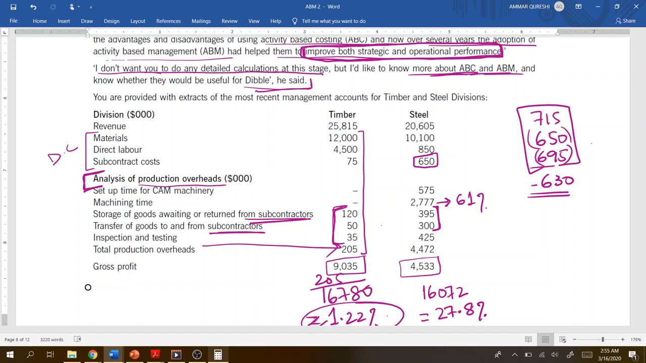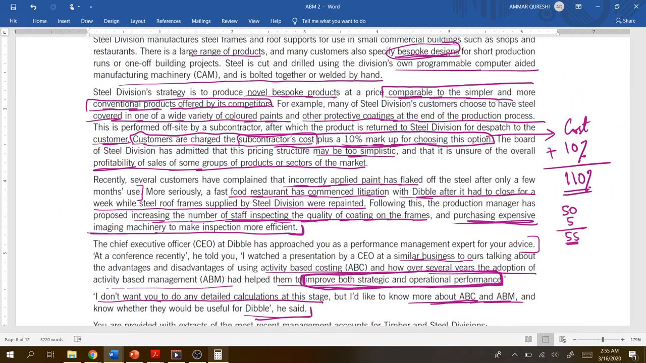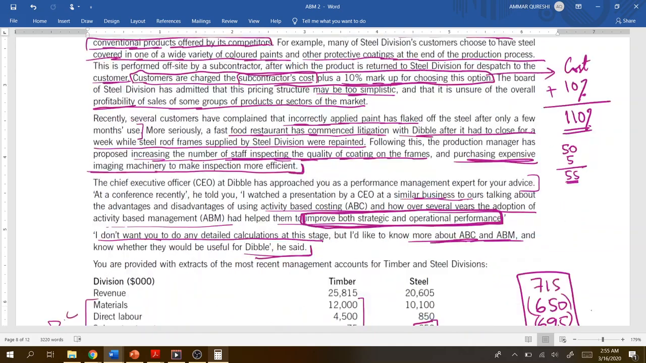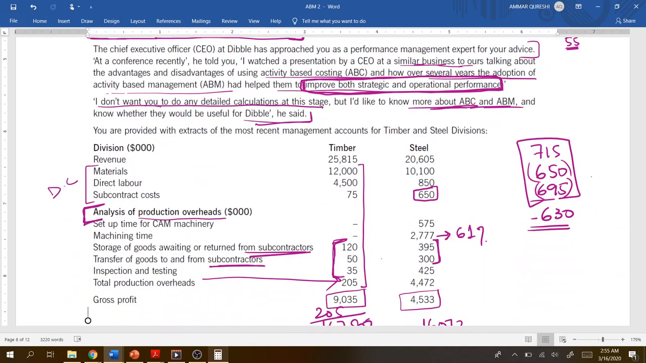And where we went wrong, see, remember what the question said? The question said that the company will charge comparable prices, which are quite connecting with the conventional products offered by competitors. So just because of that reason, we were thinking that since the cost is just 650 before switching to ABC, we were happy by adding 110%. And we were thinking that this product is a profitable product, which is actually not the case, right? Now we know that this product is actually making losses.